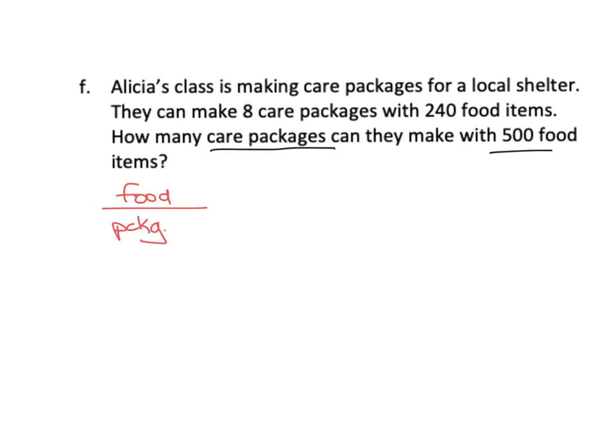Okay, so our first one, it says they can make 8 care packages with 240 food items. So I'm going to put my food on top and 8 on the bottom, equal sign in the middle. And then on the right side, I'm going to put, again, my food items on the top, and that's 500. And then on the bottom, I'm going to put the care packages, and that's going to be representative of X because it says how many care packages can they make with 500 food items.